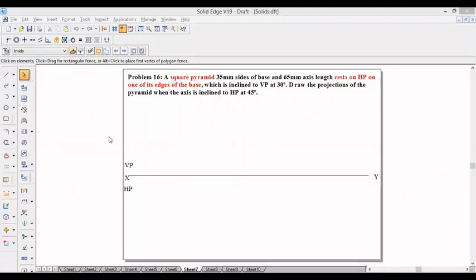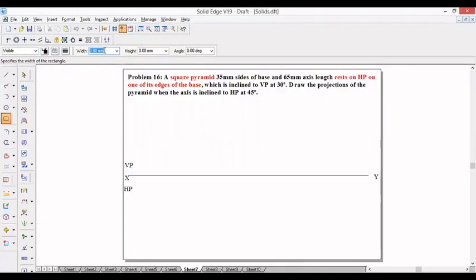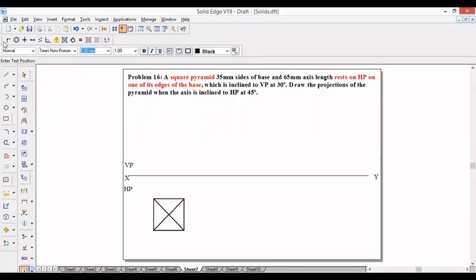So the XY line is drawn. Above the XY line is VP, and below the XY line is HP, that is, the horizontal plane. Since the solid rests on HP on one of its edges of the base, let us draw the edge condition. The square is a continuous thick line, of side 35 mm, so width 35 and height 35, and angle 0. For the pyramid, we can see the slant edges, so join the slant opposite corners to represent the slant edges.